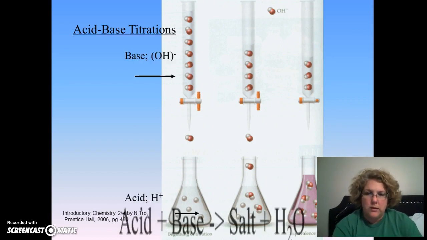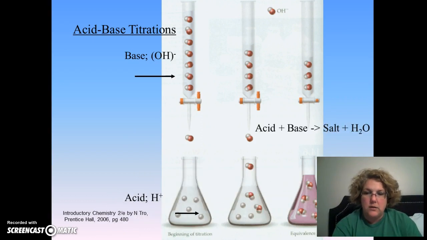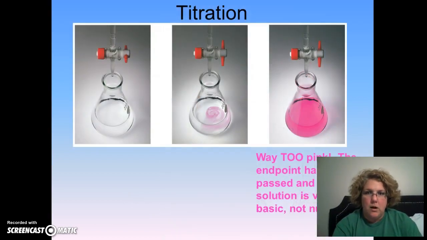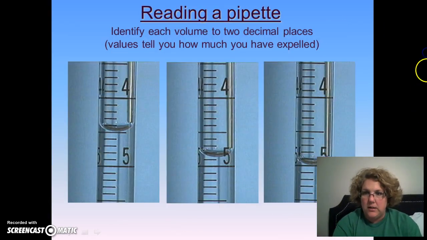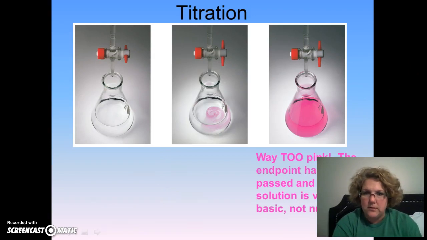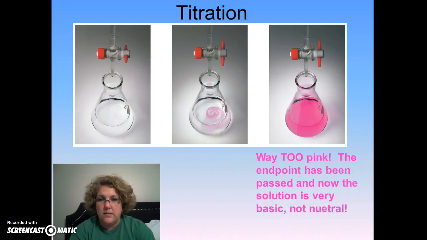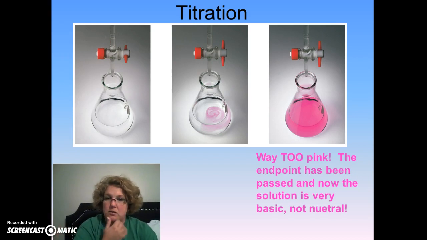Alright, so here they added base to acid, and so at the end they're just going to end up with salt water and some pink phenolphthalein floating around in the Erlenmeyer flask. Now this is way too pink. The endpoint has been passed. You blew past it, and now the solution is very basic. It's no longer neutral. You want to stop it when you've added just enough base to go with your acid. At that point, it's neutral, and it'll just be very slightly pink.